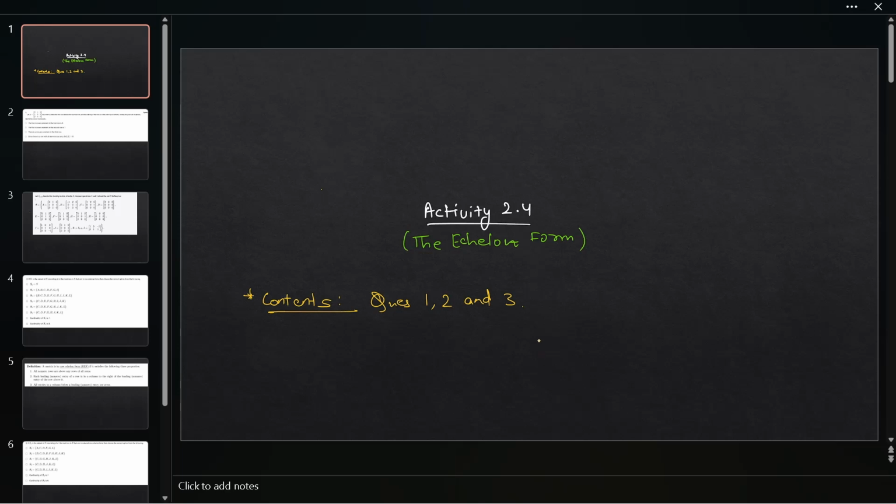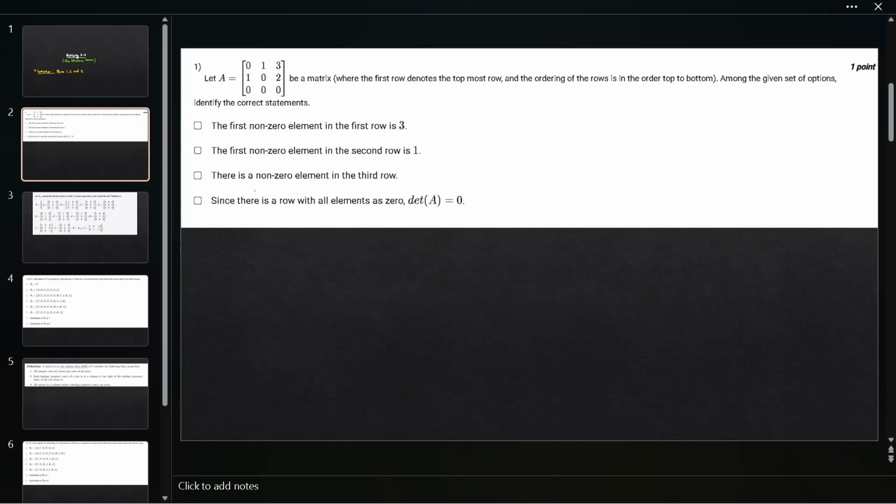In this video, we'll be starting with activity 2.4, which is based on the echelon form, and we'll see the first three questions. So let's get started. The first question says that A is a matrix where the first row denotes the topmost row, and the ordering of rows is from top to bottom. Among the given set of options, identify the correct statements.